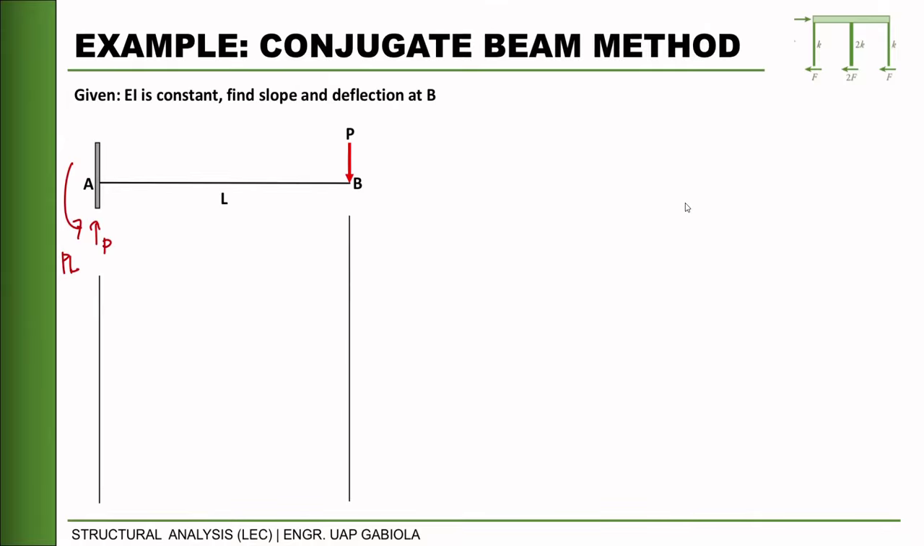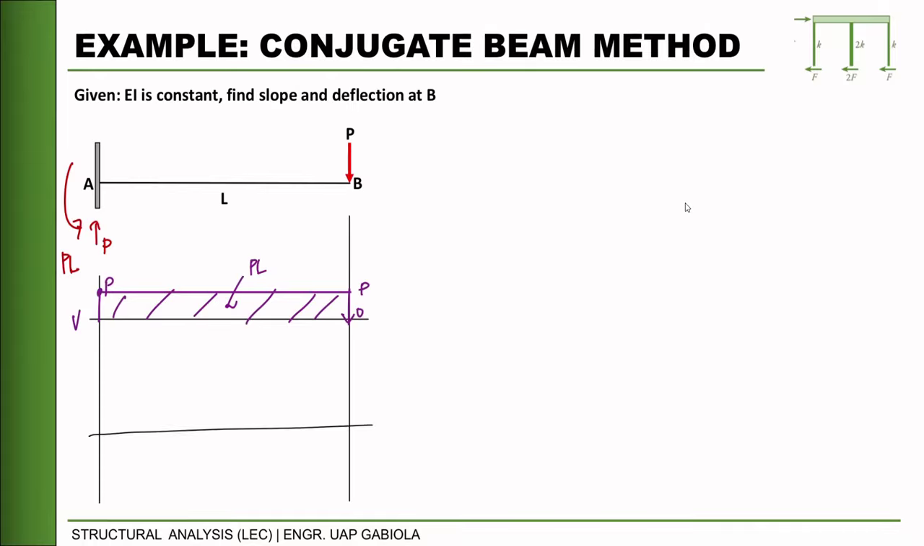For the shear, we have P, and all throughout the length there's no disruption in the Y or vertical. So P downward will yield 0. This will be our shear diagram with an area of P times L. We get the area so that in plotting the moment diagram, we will just refer to the area.